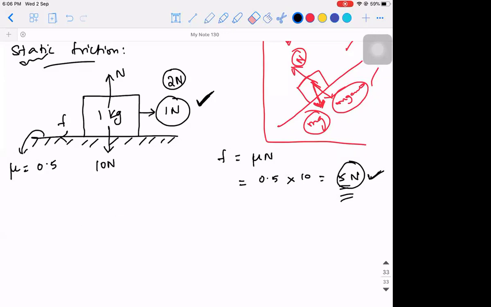So, when you apply 1 Newton, the friction is only 1 Newton. To do what? To keep the object at rest. That is why this friction is called static friction. So, write down the definition for it: the frictional force that comes into play when the object is at rest.